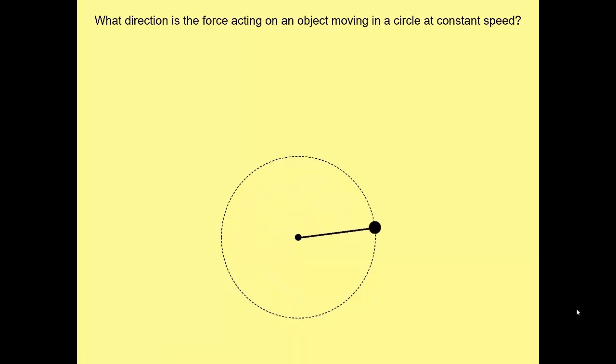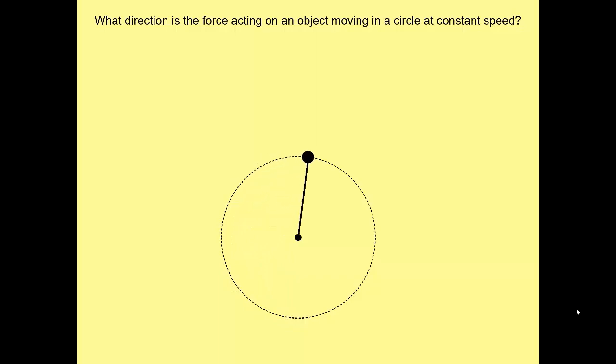Hello everyone, and welcome to a discussion of force and acceleration for objects moving in a circle at constant speed, otherwise known as uniform circular motion. Now, we've already partially discussed force and acceleration. I mean, we have their magnitudes, right?